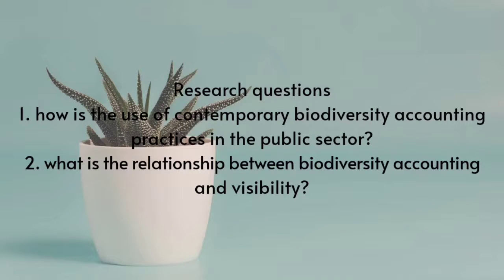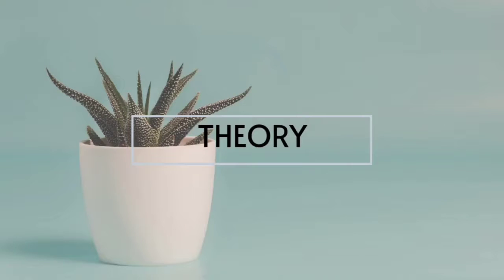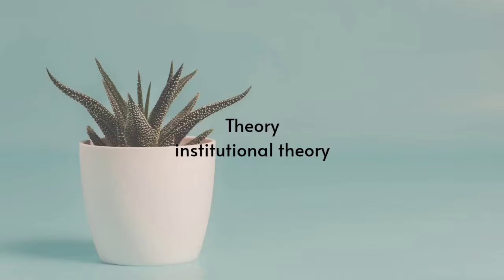Research question 1. How is contemporary biodiversity accounting practice used in the public sector? 2. What is the relationship between biodiversity accounting and feasibility? Research gap. The paper therefore seeks an original empirical contribution by exploring the deployment of biodiversity accounting practice in the public sector. Second, theory. The research uses institutional theory.